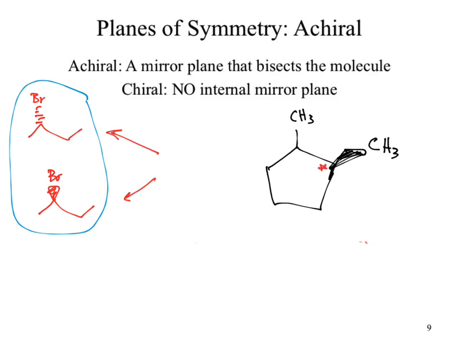The red star, chiral or achiral? Chiral. The blue star, chiral or achiral? Chiral, the molecule.